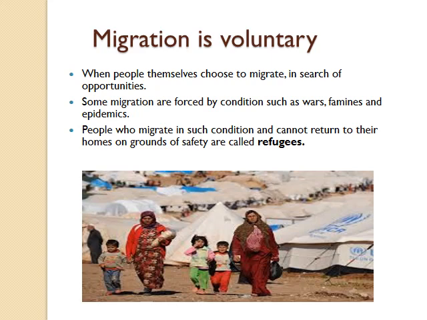Migration can be voluntary, when people themselves choose to migrate in search of opportunities. That is called voluntary migration. Some migration is forced by conditions such as war, famines or epidemics. People who migrate in such conditions and cannot return to their homes on grounds of safety are called refugees.